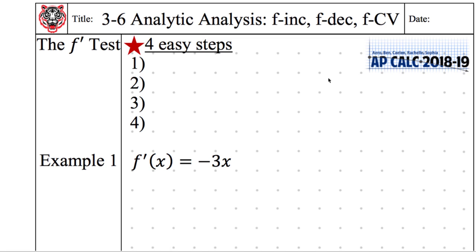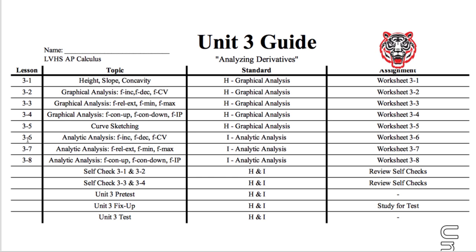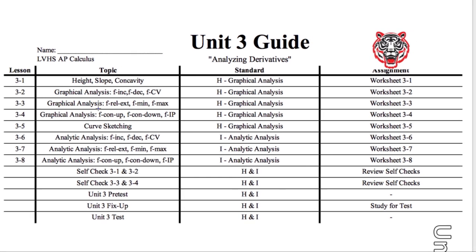This is AP Calculus Lesson 3-6. We are talking about analytic analysis today, where f is increasing, f is decreasing, and f has critical values. So our guide, where are we? We are right here on 3-6. 3-6 means that we are finally hitting our analytic analysis standard I, and then we're done in 3 lessons. Then we're going to do some self-checks, pre-tests, and fix-up.